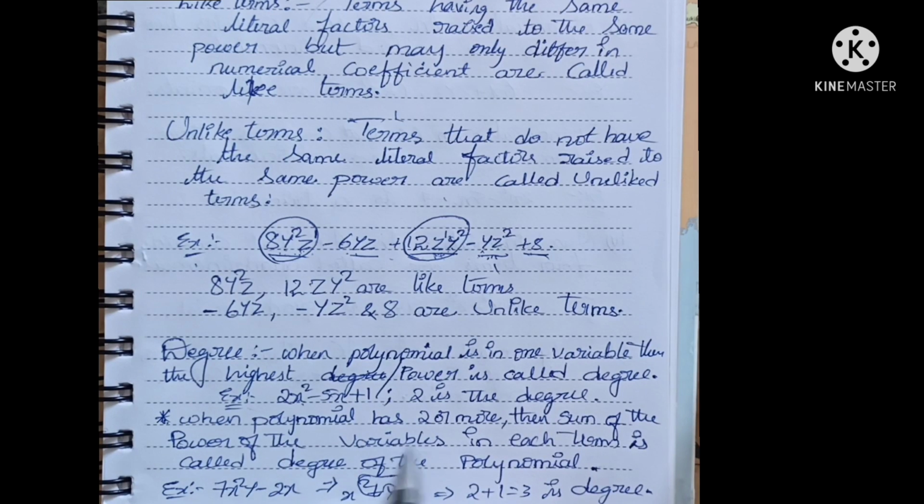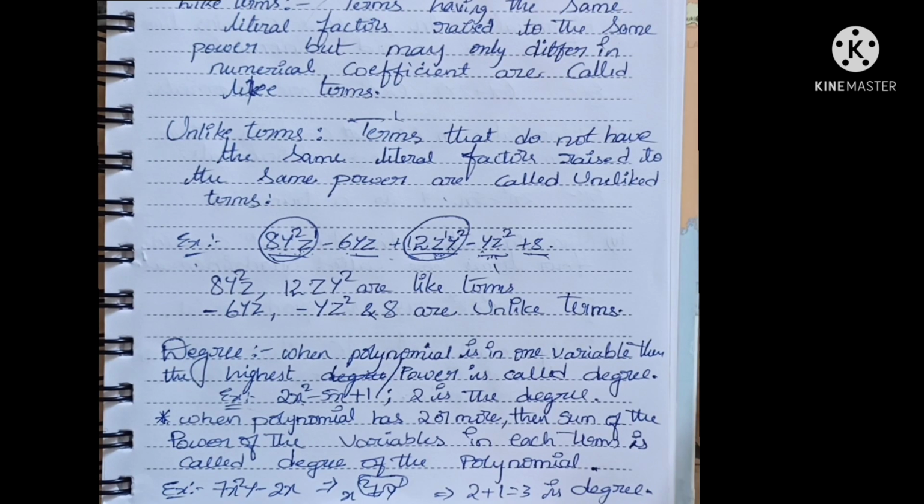When a polynomial has two or more variables, the sum of the powers of the variables in each term is called the degree of the polynomial. For example, in all polynomials we don't have only one variable, isn't it? So it might have 2 or 3 variables also. In that case, how can we identify the degree? So we should add the powers of the variables in each term.